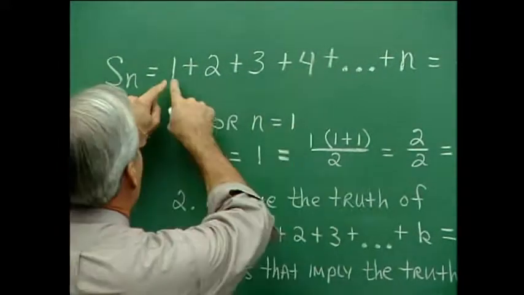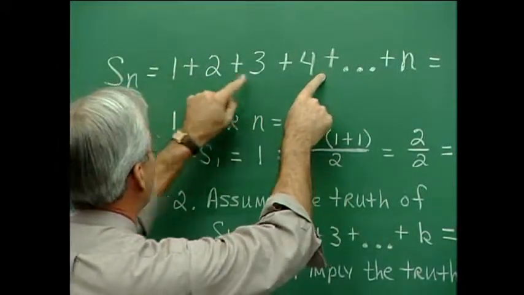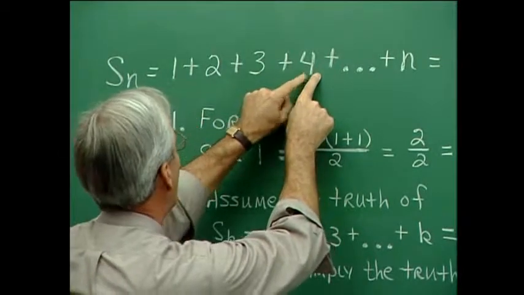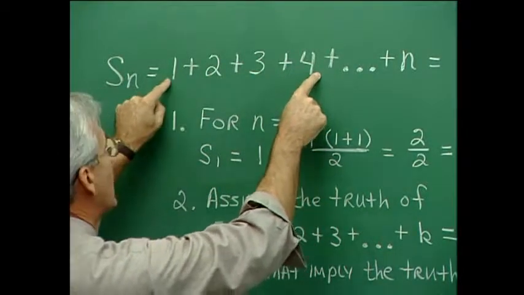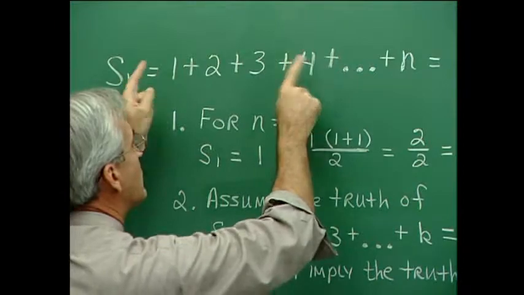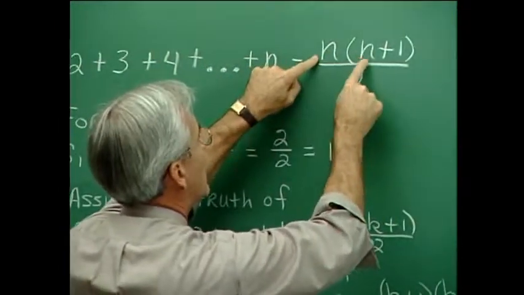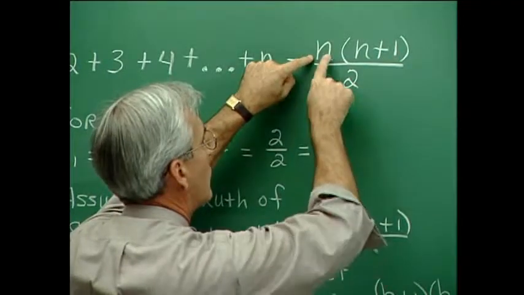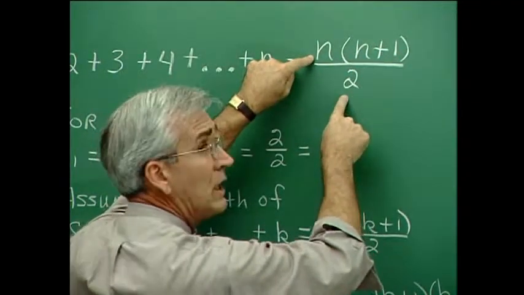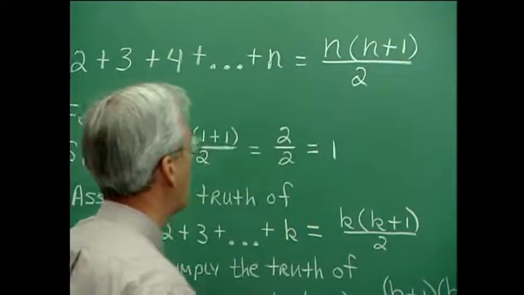If we're talking about adding 4 items, 1 plus 2 plus 3 plus 4, that would be 4 and 3, 7 and 2, 9 and 1, 10. So that sum would be 10. Does it meet the form over here if n is 4? Well, this would be 4 times 4 plus 1 over 2. 4 times 5 is 20, 20 over 2, 10. So it certainly works when n is 4.